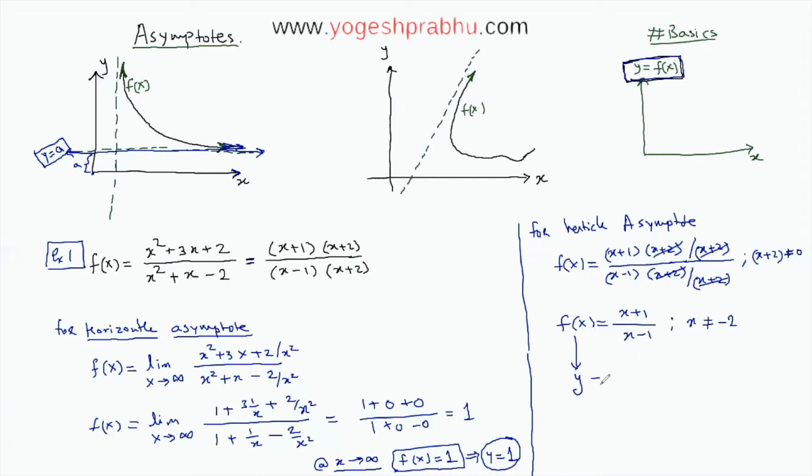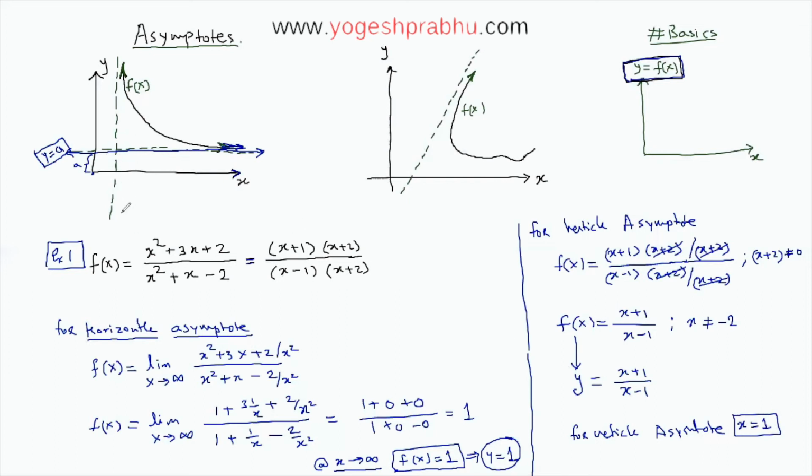Okay, can I say y is equal to (x plus 1) over (x minus 1). Now the discontinuity here is at x minus 1, that is x is equal to 1. So for the vertical asymptote, the equation is x is equal to 1. Okay, now that's going to be the equation of the vertical asymptote.